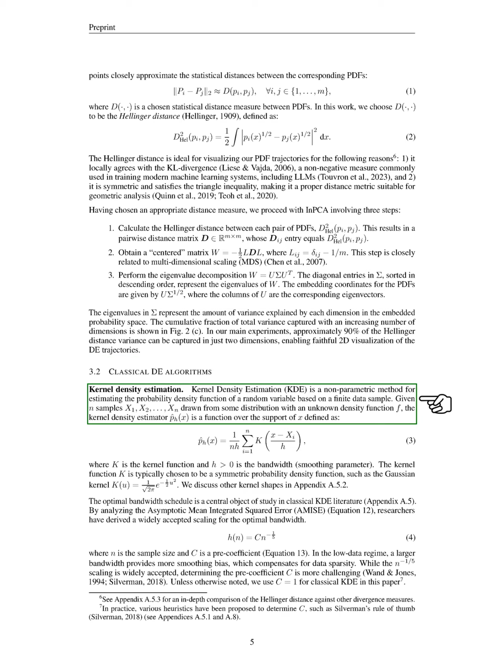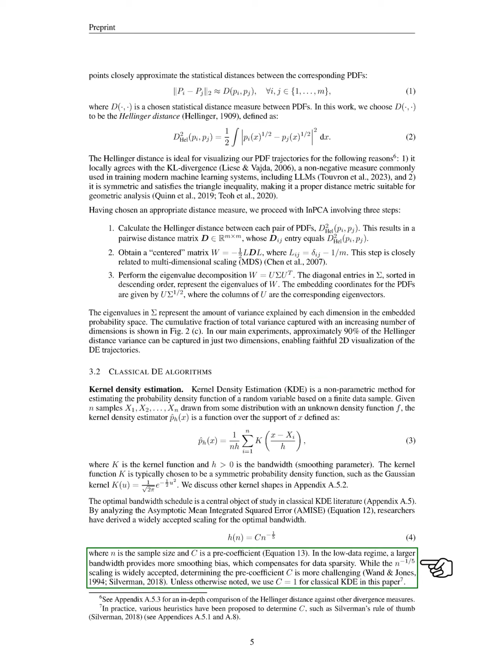Next, we discuss kernel density estimation, KDE, a method for estimating the probability density function based on a finite sample. Given a set of samples, the KDE provides a smoothed estimate of the density function using a kernel function and a bandwidth parameter. We typically use a Gaussian kernel and set the bandwidth according to established guidelines, using a pre-coefficient of 1 for our analysis. We also introduce the Bayesian histogram, another non-parametric density estimation method.